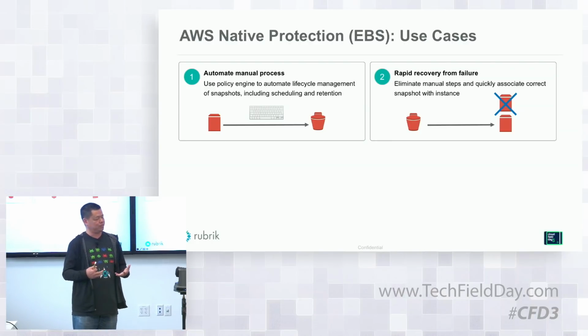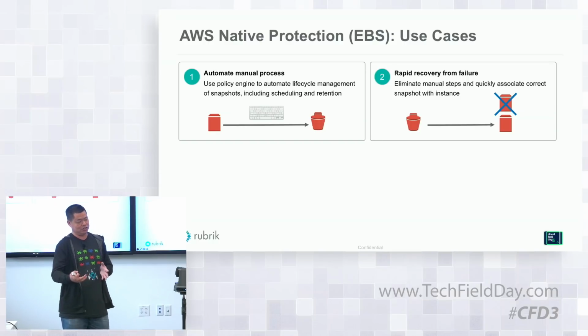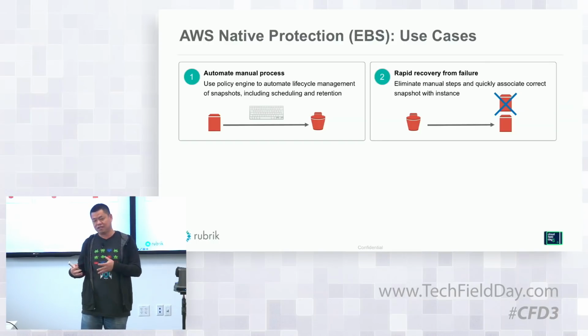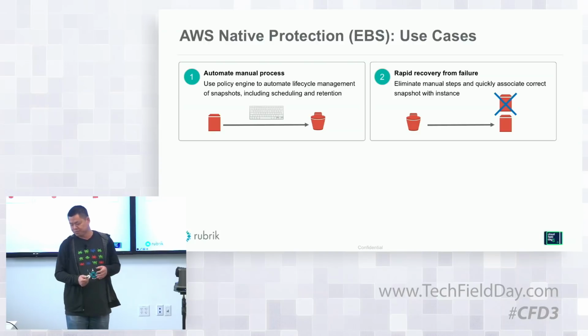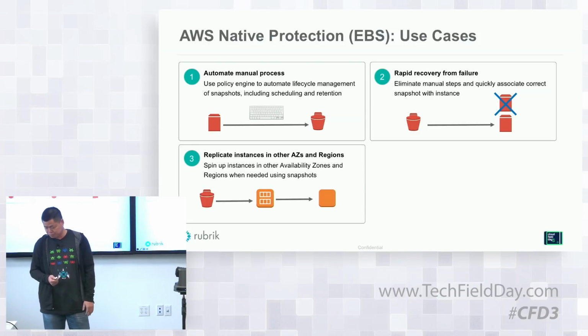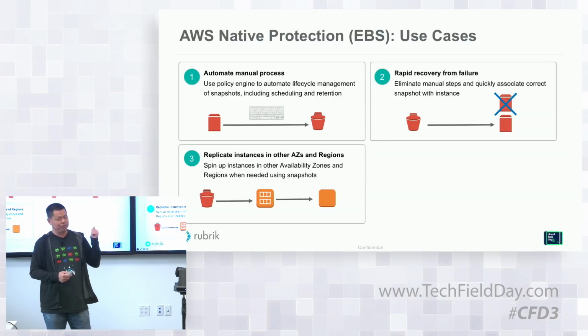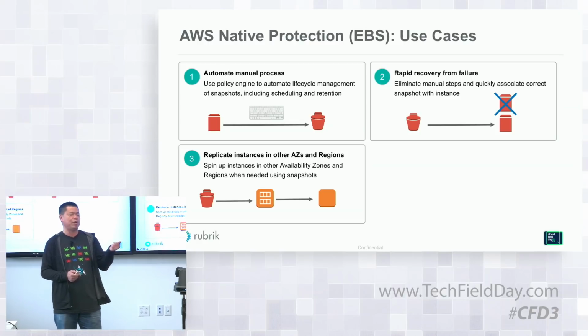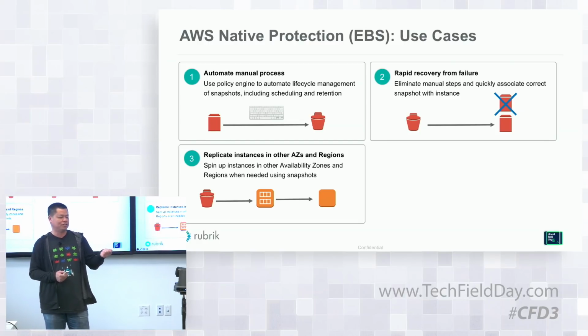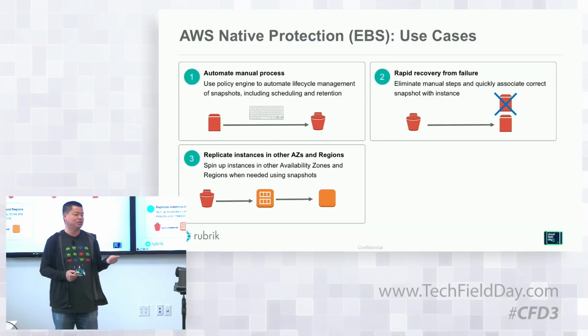Second use case is just being able to do a recovery very quickly. One of the things I'm going to show you is in AWS, actually restoring an EBS volume is not a trivial process. Typically people will script that process, but then now they're managing a tool that they've created to automate that process. We're basically automating that for them so that they can recover more quickly. And then I mentioned before, another use case, people want to be able to copy snapshots across different availability zones and regions and want a single place where they can manage that and schedule that.